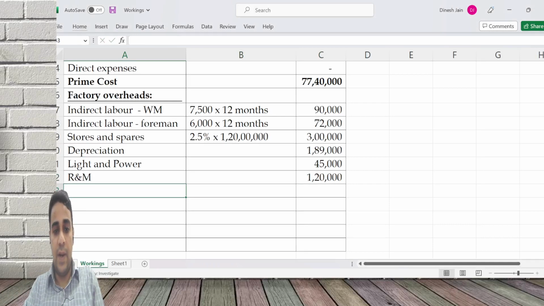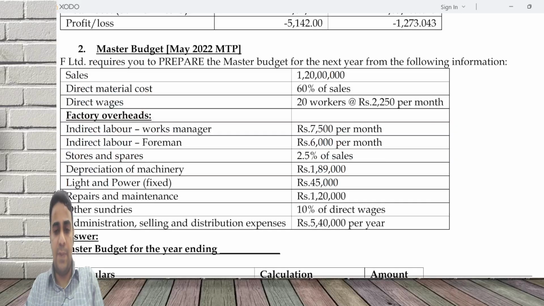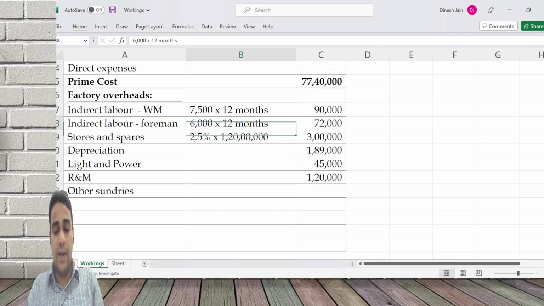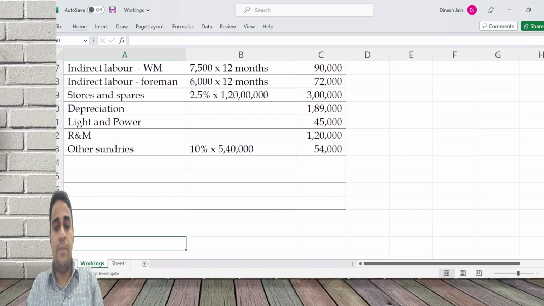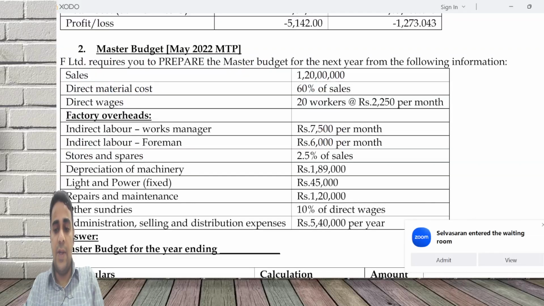Other sundries. Sundry means miscellaneous expenses, 10% of wages. Wages you have already calculated, 5,40,000. So 10% into 5,40,000. Administration will write it below.